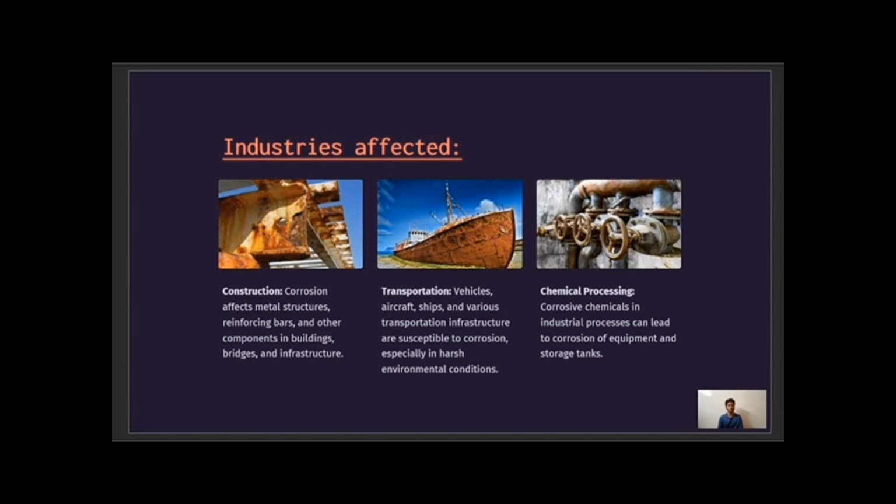Chemical processing: corrosive chemicals in industrial processes can lead to corrosion of equipment and storage tanks.